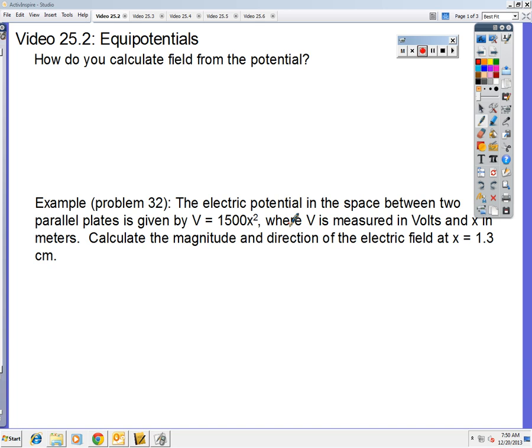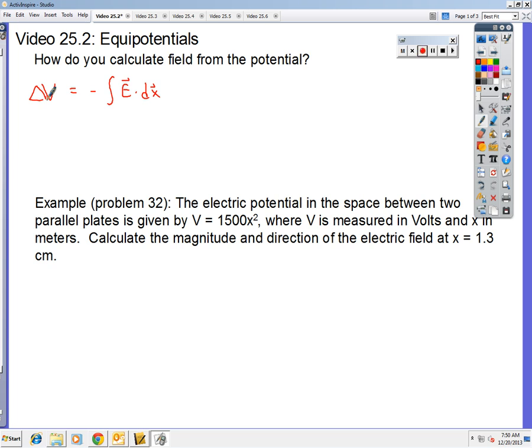Now, recall in the last video we defined the electric potential as the negative integral of E dot dx, where dx is a small distance element. Or, strictly speaking, that's delta V. And we said that V is equal to 0 at infinity. So that's how you get the potential from the field.